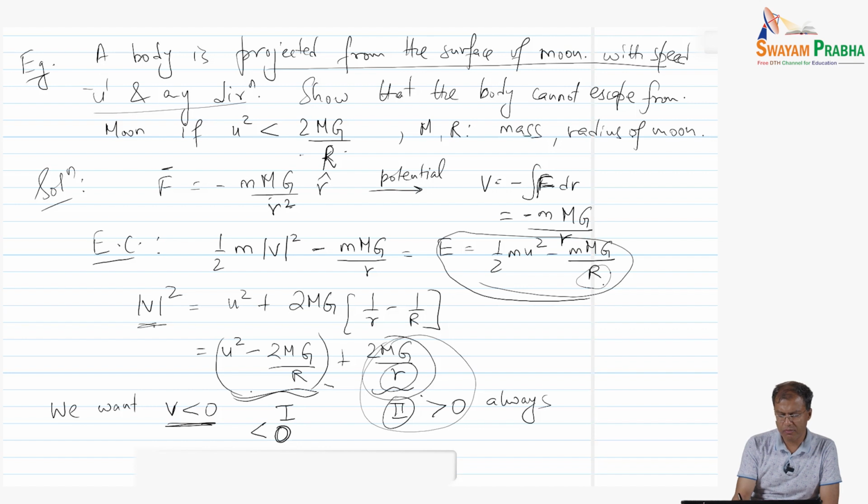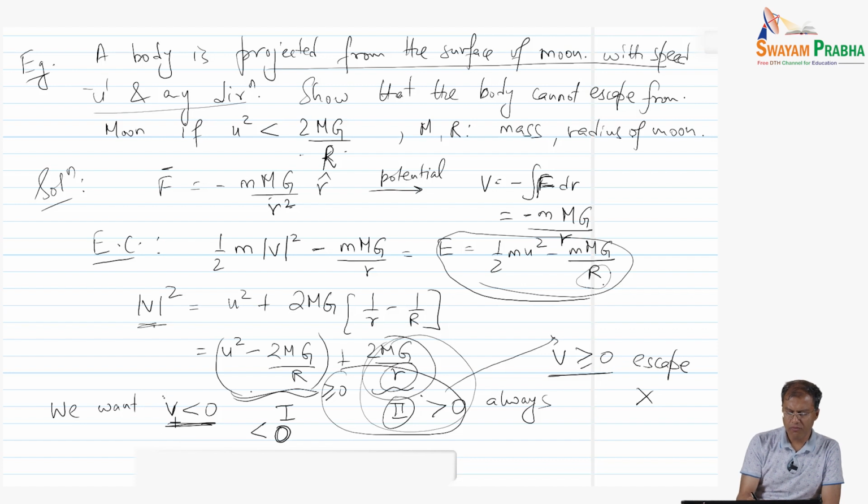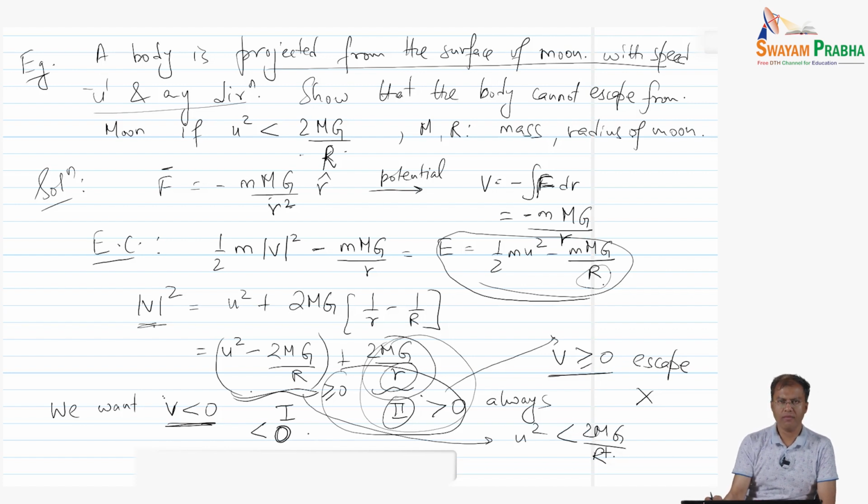Otherwise, if the first term is also non-negative, then we will always have that v square is non-negative and there will be escape. That is what we don't want. So we want v square to become negative eventually, and from condition 1 we have that u square is less than 2 mg by R. So our condition comes out.